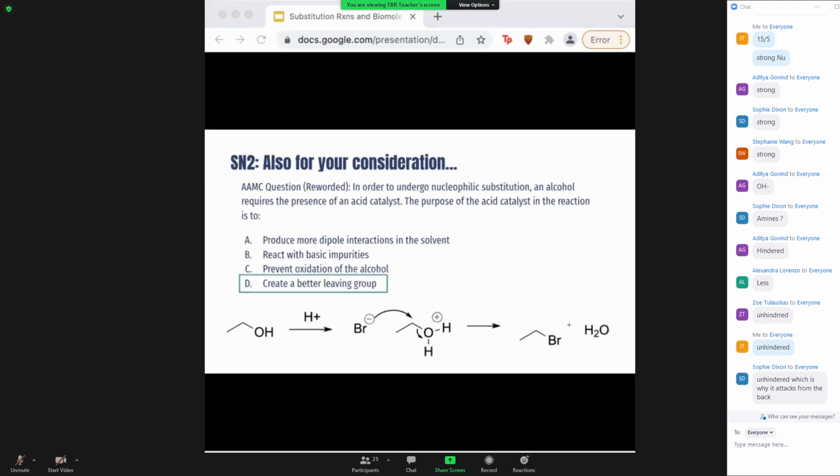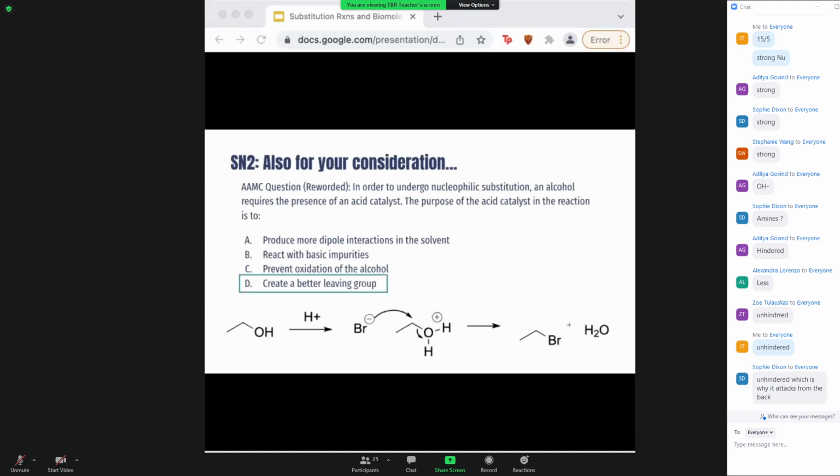Yeah, exactly. So the answer is D. You want to create a better leaving group because, as we learned last class, hydroxide is a terrible leaving group if you're just kicking off a negative atom. You don't want to do that. But if it gets protonated, water is a fantastic leaving group. So if you do this reaction, we can discuss why the others are wrong.